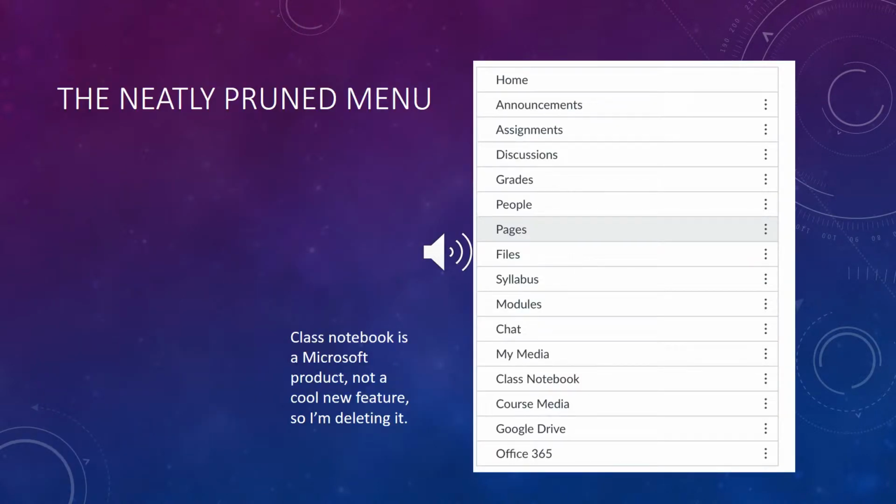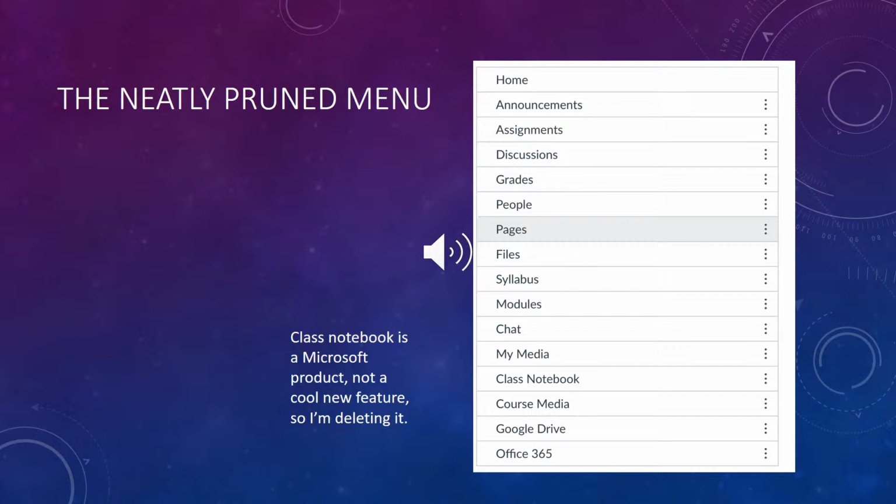So here's the new improved menu system. I've only included the most essential stuff: announcements, assignments, discussions, grades. Pages is great. I don't know if that means they can see it or not. I hope they can see pages. I like when they can dig around in this stuff, but I hope it doesn't confuse them.